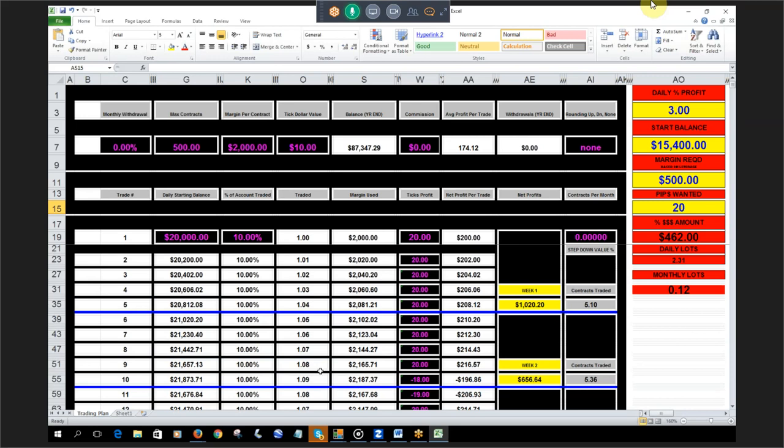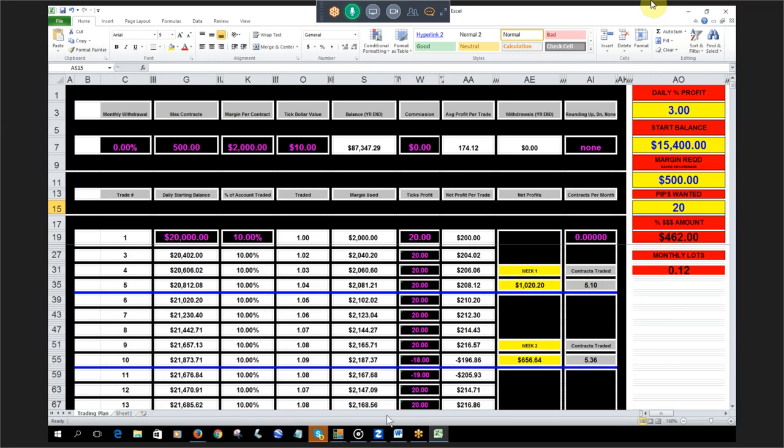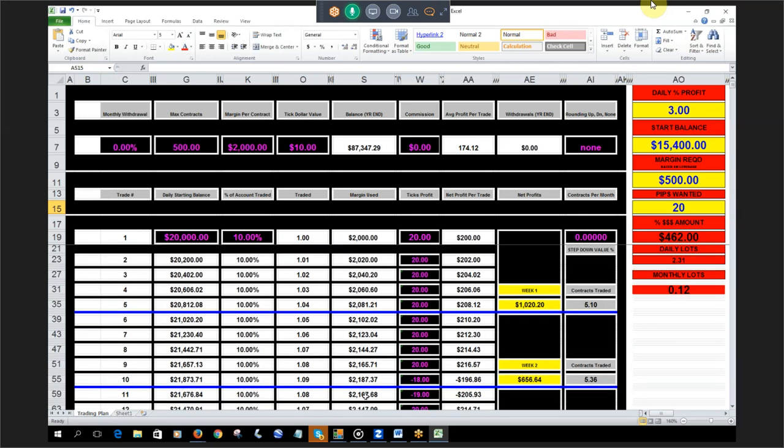So here you'll see, we're trading 1.09. There was a loss. Now we're down to 1.08. There was another loss, and now we're down to 1.07. Okay, finally we get a winner. And now that only brings us back up to 1.08. You are never out of financial control. It's a slower, steadier, more realistic way of building an account.